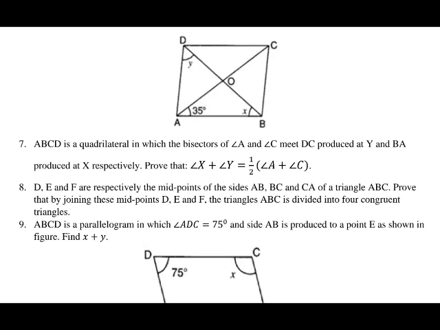Okay, we have the next question here, beta. Seventh question, come on, read it for me. ABCD is a quadrilateral in which the bisectors of angle A and angle C. Have you written down the previous one? Written down the previous one? Yes. Easy? Yes.